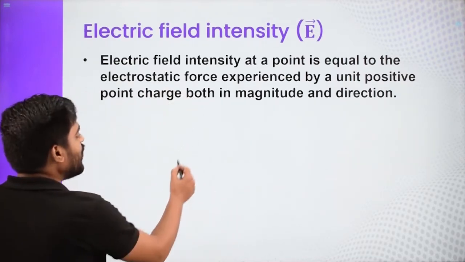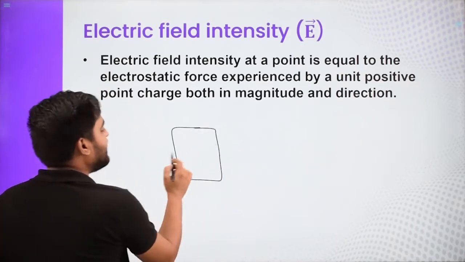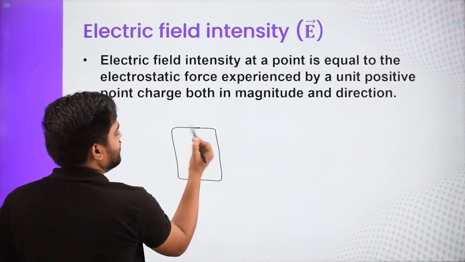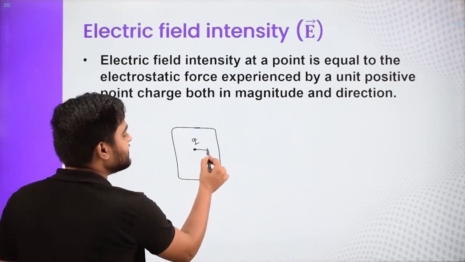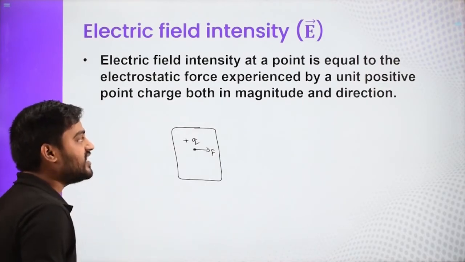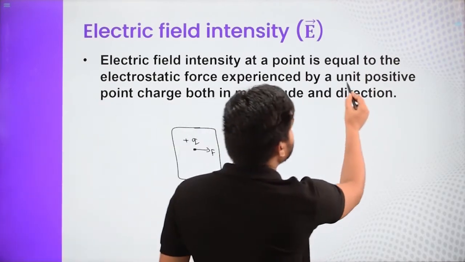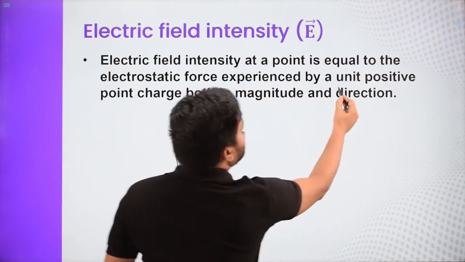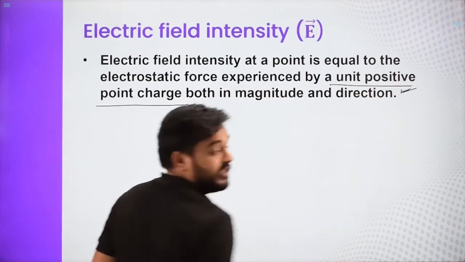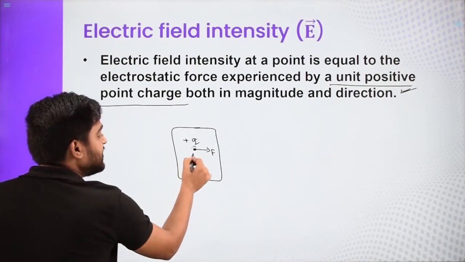So suppose there is some electric field present over here, and you are putting Q charge, and now it is experiencing some force, and I am putting positive charge. You can't put the negative charge because it is mentioned in the question: unit positive point charge. So positive is important, right? Now force experienced by this is F.